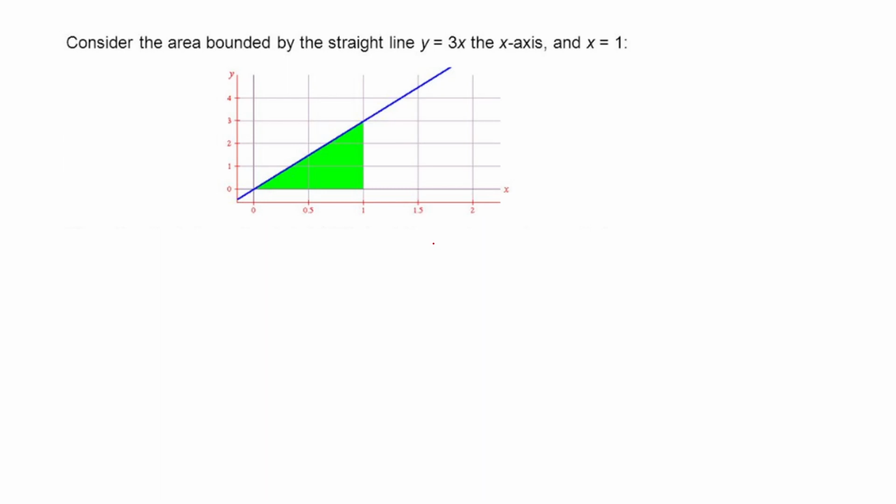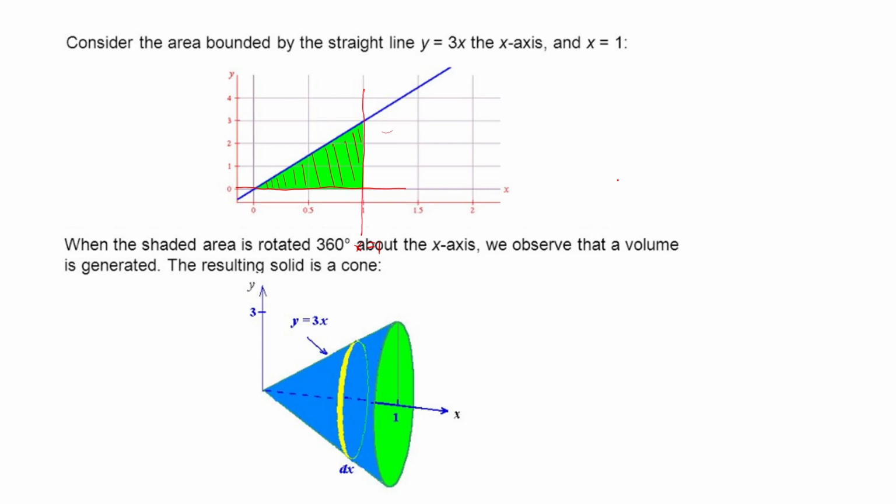This is an example of an area bounded by y equals 3x, that's the blue line, the x-axis, and x equals 1. So x equals 1 would be this line here, and this one is the x-axis. This will be your bounded region. If you try to revolve it around the x-axis, again, it will create a volume.